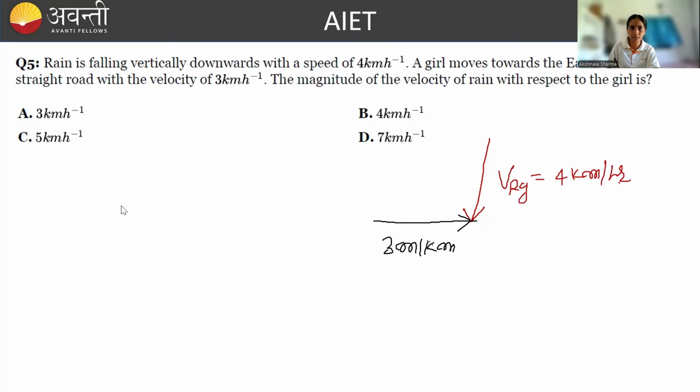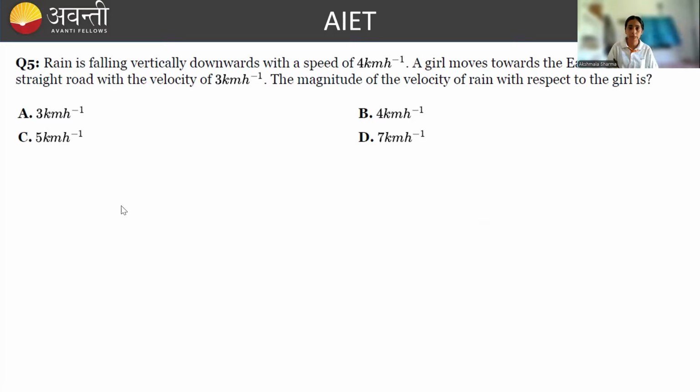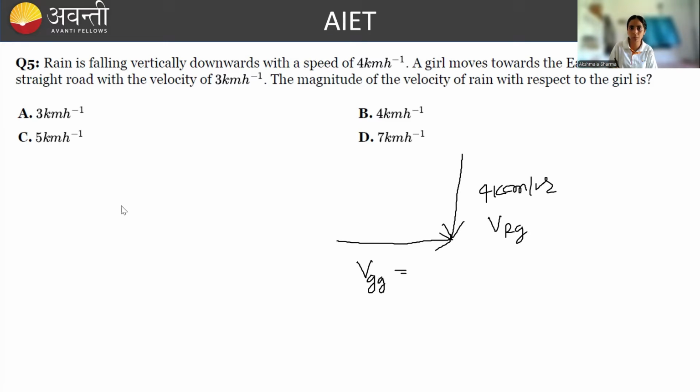Again, nothing is being mentioned with respect to what. Sorry, by mistake it happened. So there was this 4 km per hour velocity of rain with respect to ground, and then there was this velocity of girl with respect to ground, 3 km per hour. As there is nothing given about with respect to what it is asked, we will say it is with respect to ground.